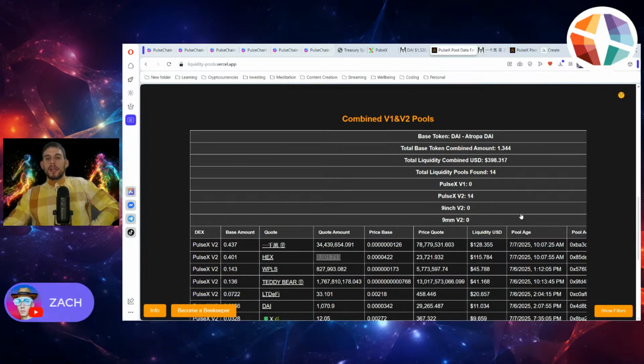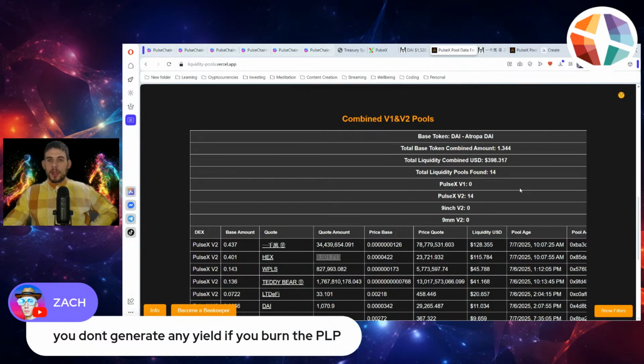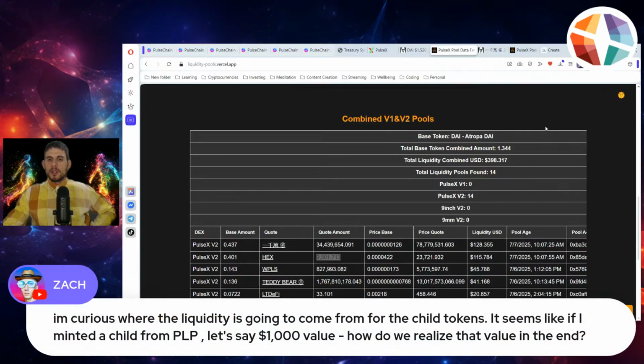Okay, so let me go back to your question, Zach, and clarify. I'm curious where the liquidity is going to come from for the child tokens. It seems like if I minted a child from PLP, let's say $1,000 value, how do we realize that value in the end?